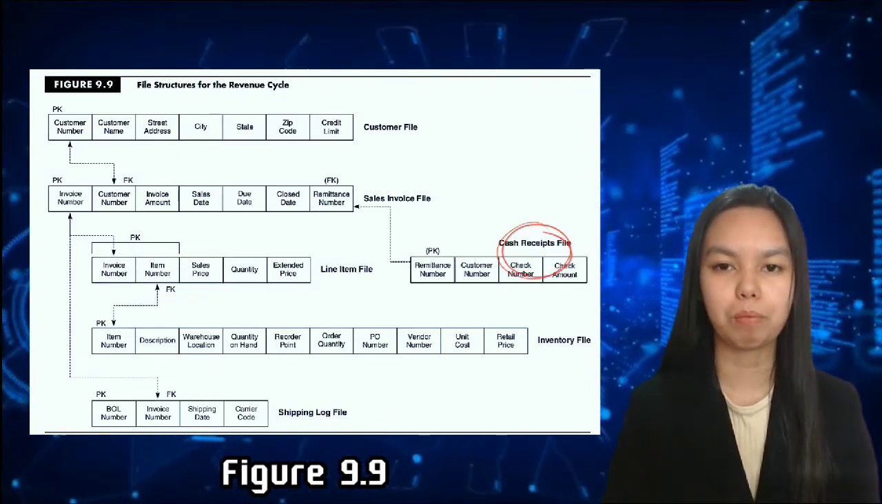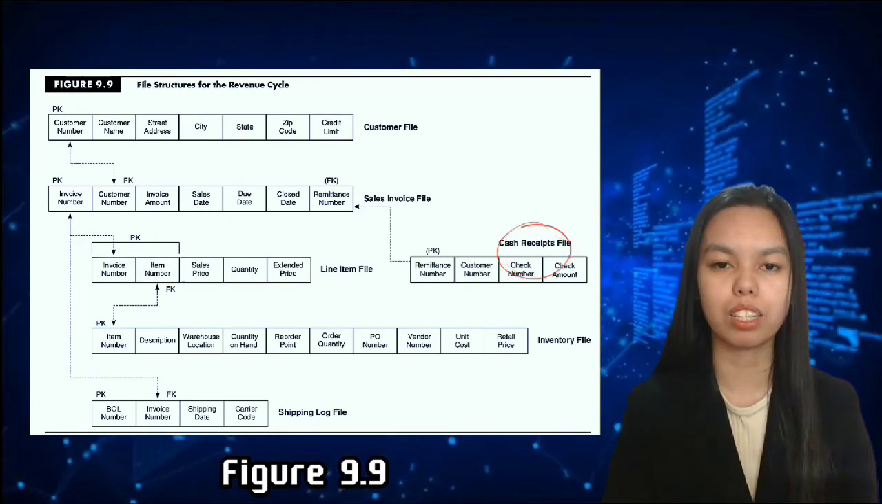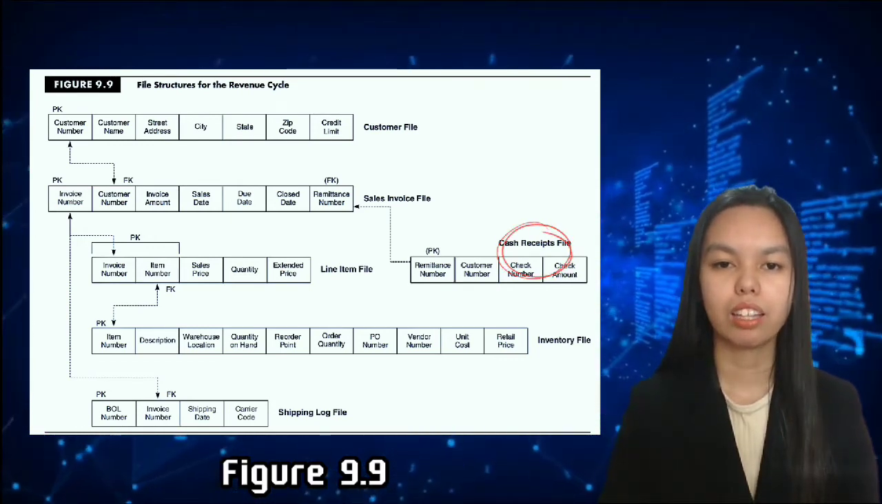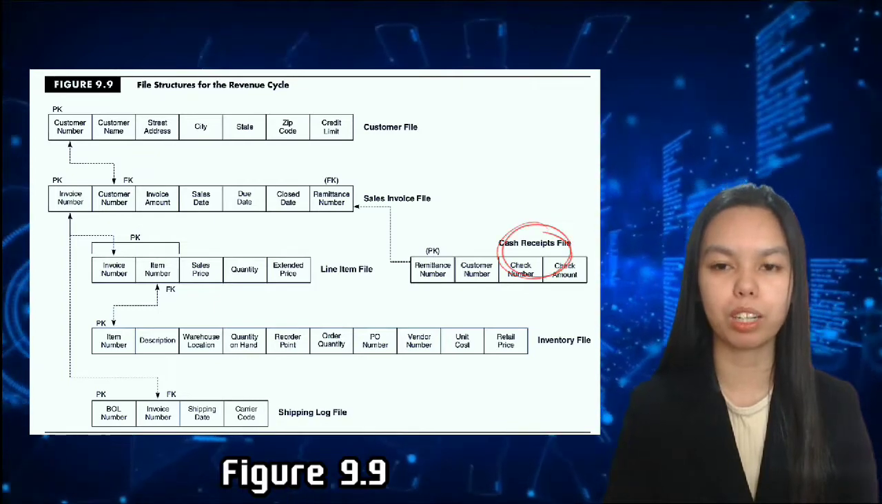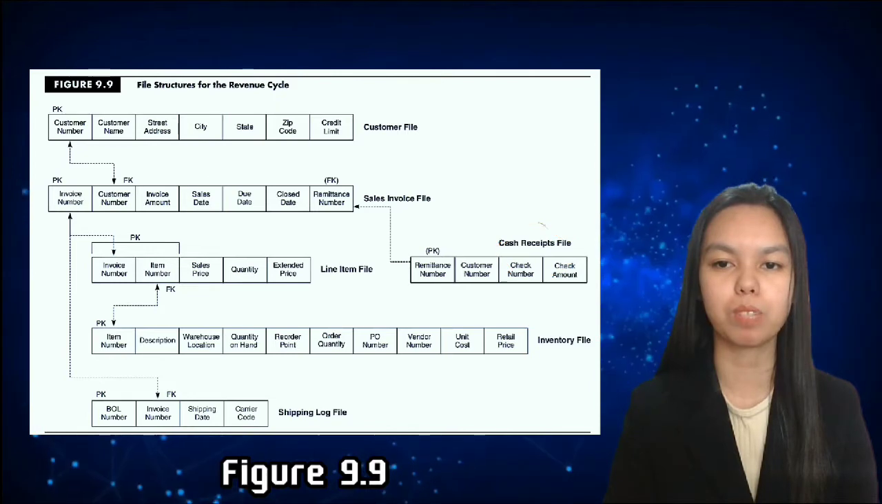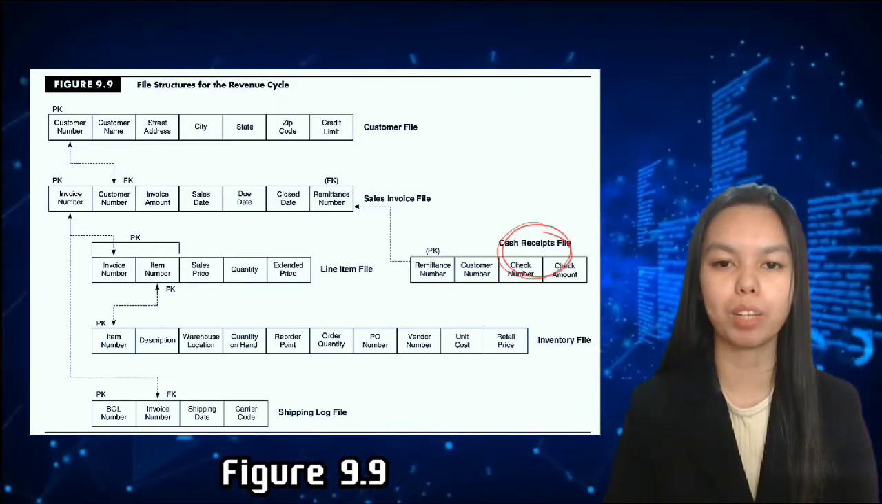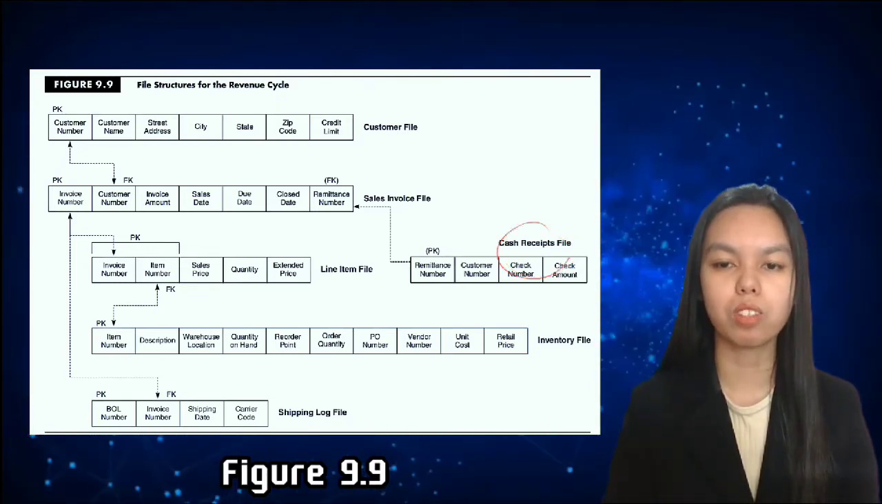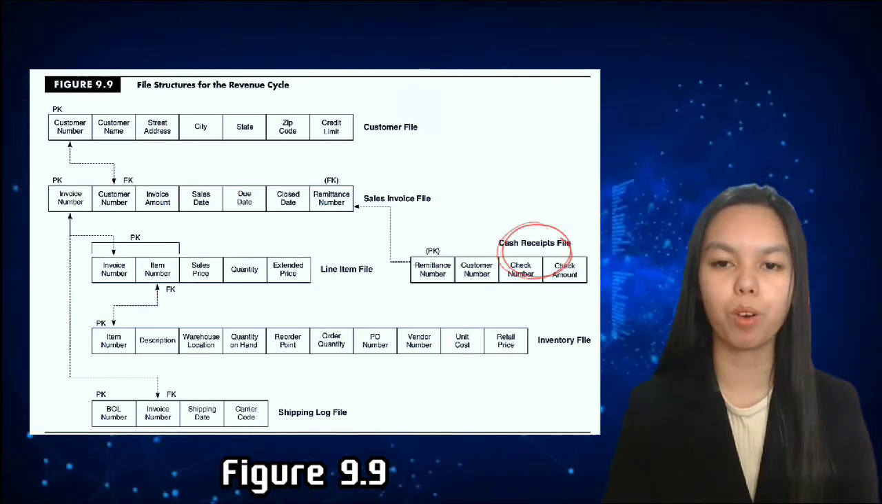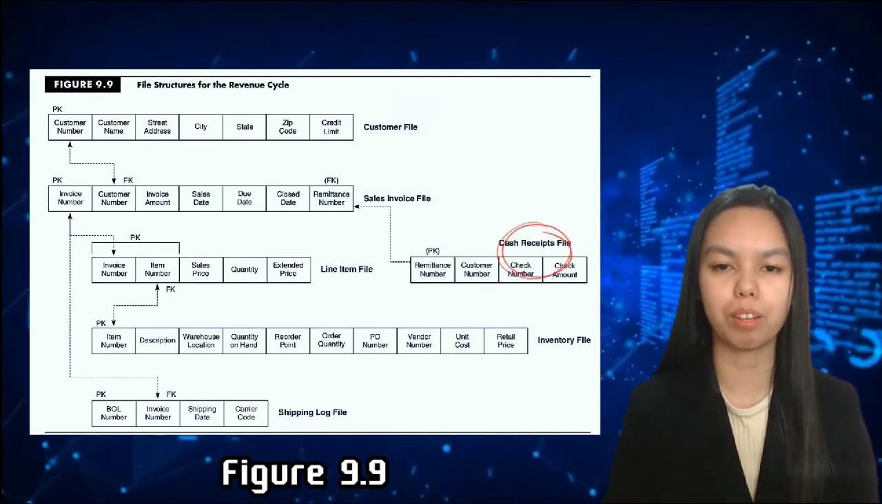The remittance number, which is the primary key of the cash receipt record, is added to the invoice record as a foreign key. The accounts receivable balance for a particular customer is calculated by summing the invoice amount fields for all the customer's open invoices. Total accounts receivable for financial reporting purposes are the sum of all the open invoice records in the file.